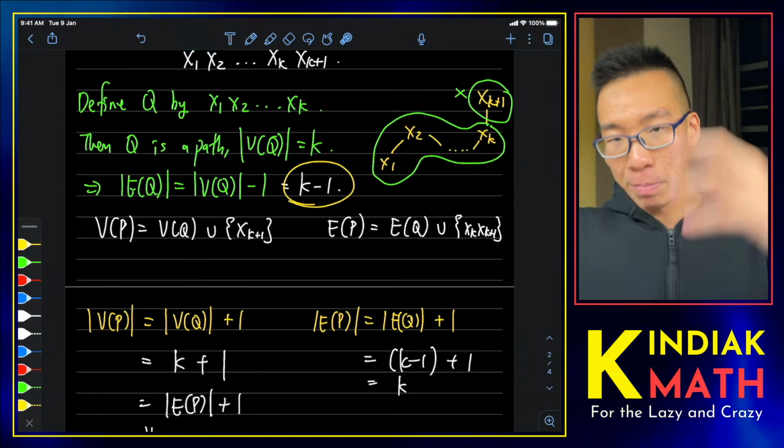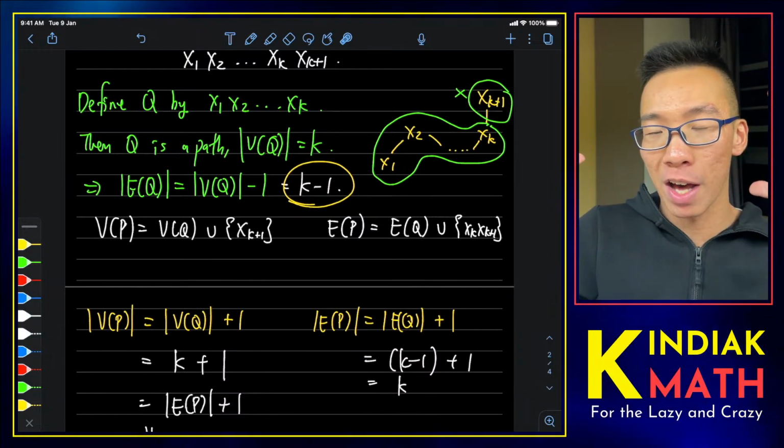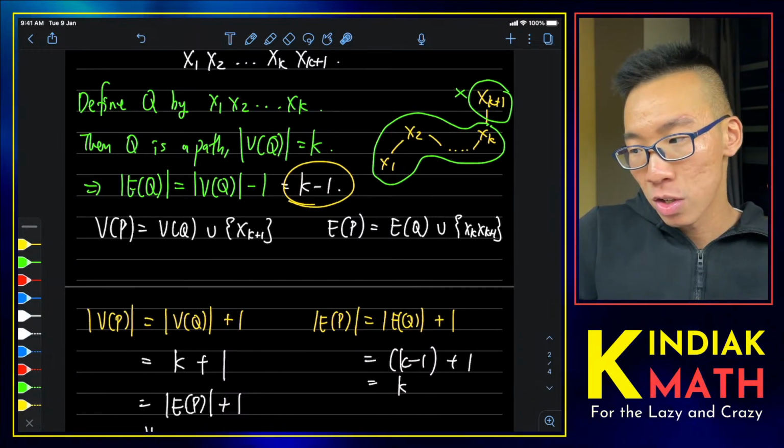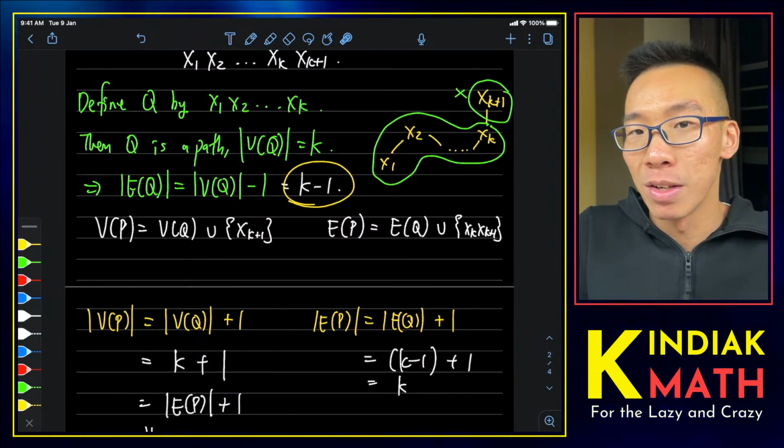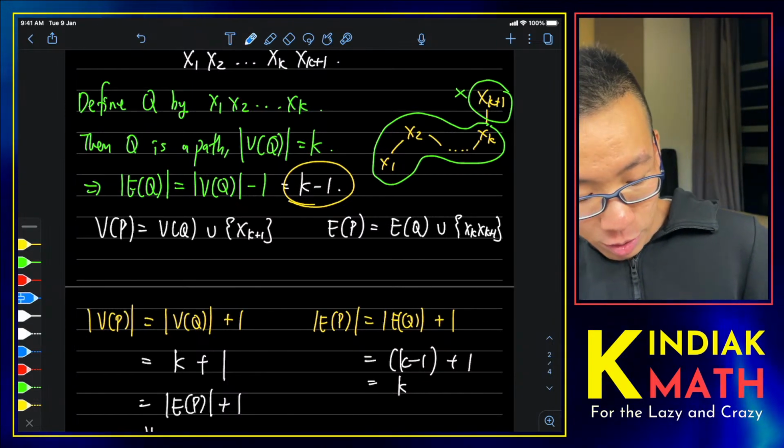You want to take the bigger graph or the bigger path or whatever you're working with, chop it up into smaller bits, slap some induction results, and recover the main result. Really useful idea here.